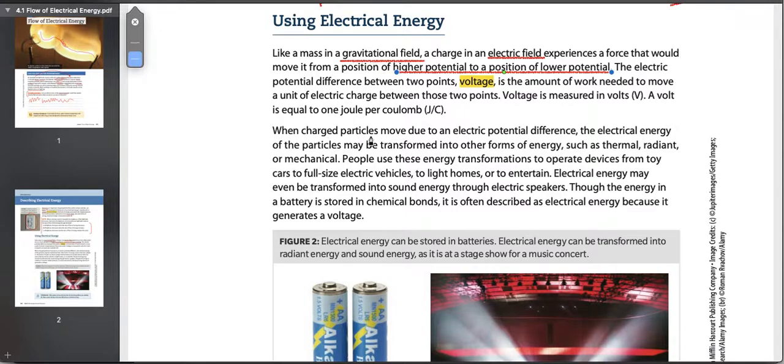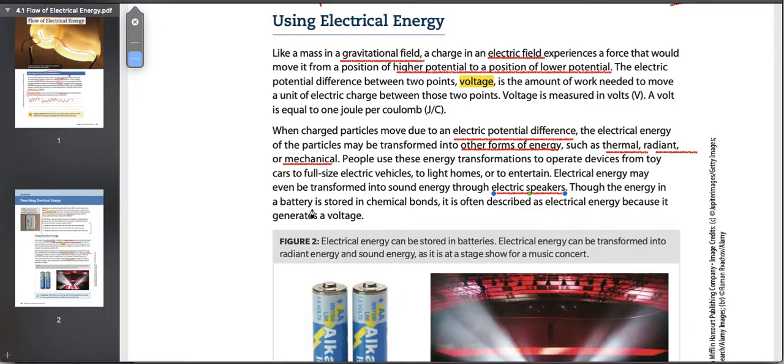When charged particles move due to an electrical potential difference, the electrical energy of the particles may be transformed into other forms of energy, like thermal, that is heat, or radiant, that is the production of electromagnetic radiation, or mechanical. People use these energy transformations to operate devices from toy cars to full-size electric vehicles, to light homes, or to entertain. Electrical energy may even be transformed into sound energy through electric speakers, or AirPods, or earbuds, or whatever.